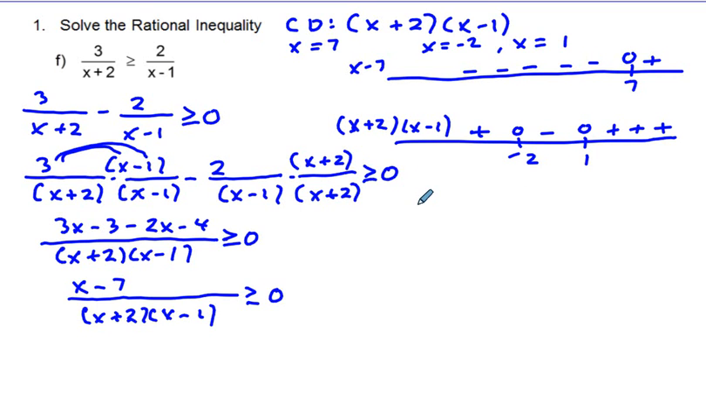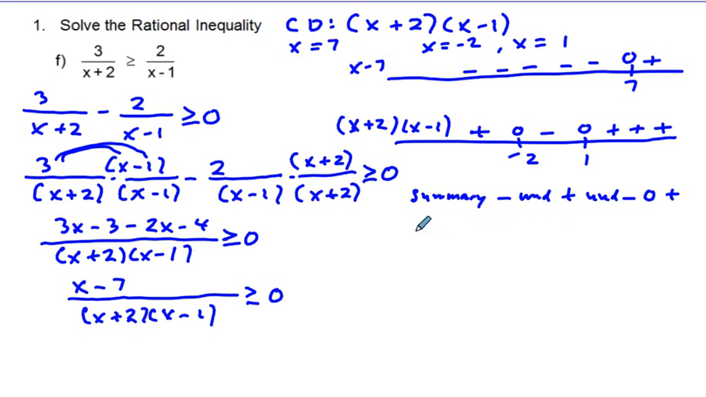And now for our summary, we're going to have negative divided by positive, which is negative. Negative divided by 0, which is undefined. Negative divided by negative, which is positive. Negative divided by 0, which is undefined. Negative divided by positive, which is negative. 0 divided by positive, which is 0. And positive divided by positive, which is positive.